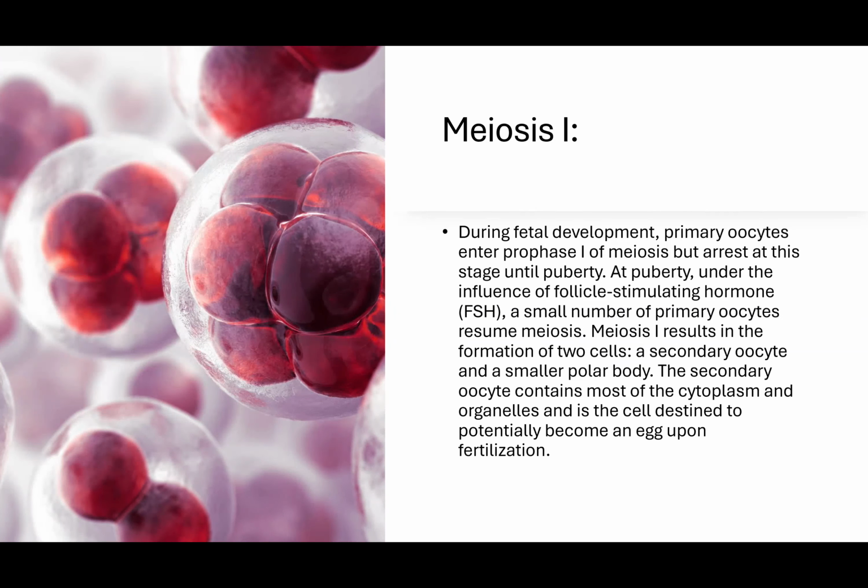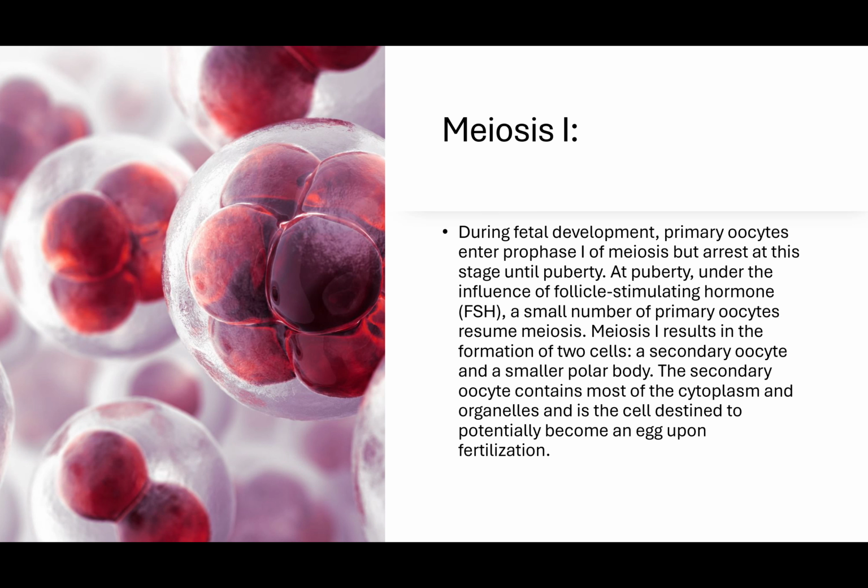Meiosis 1: during fetal development, primary oocytes enter prophase I of meiosis, but arrest at this stage. For the females in this meeting, you have been producing eggs before you were born, and the finite amount of eggs that you will ever have in your entire lifetime are currently within you. Generally, those eggs stay at prophase of meiosis 1 until puberty.